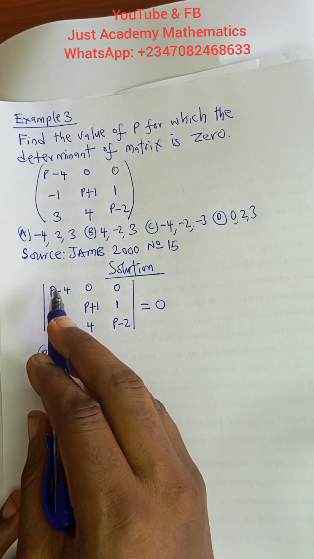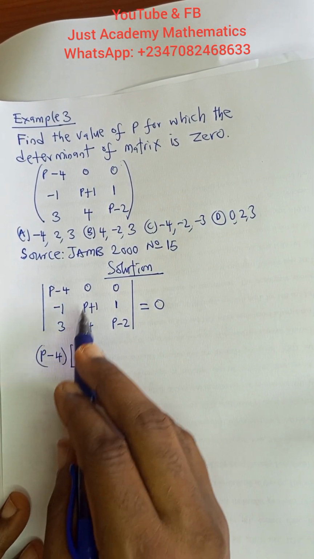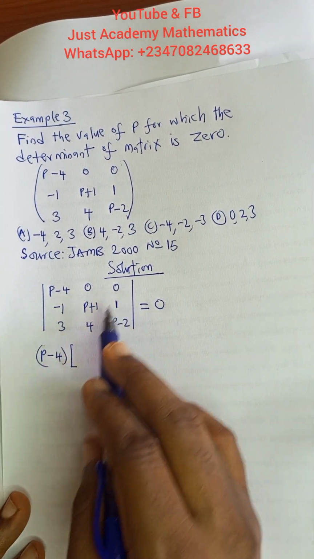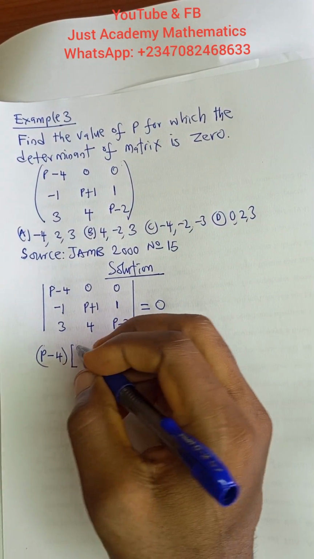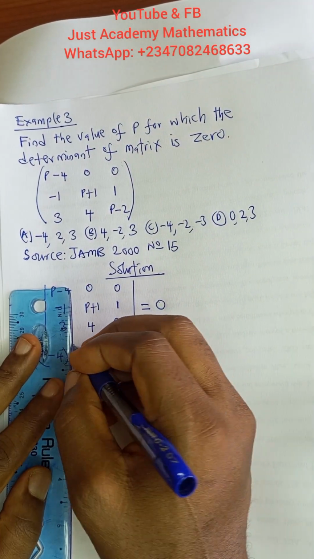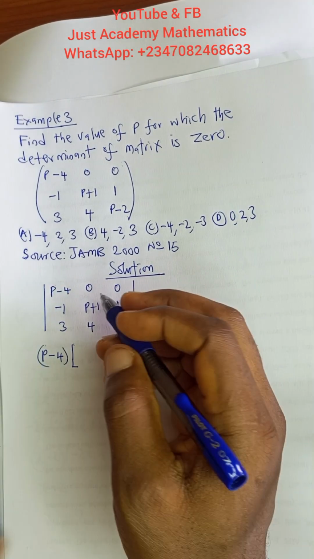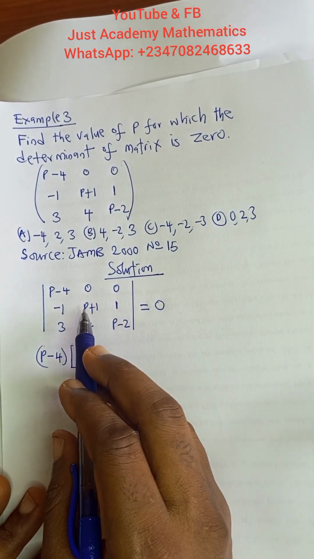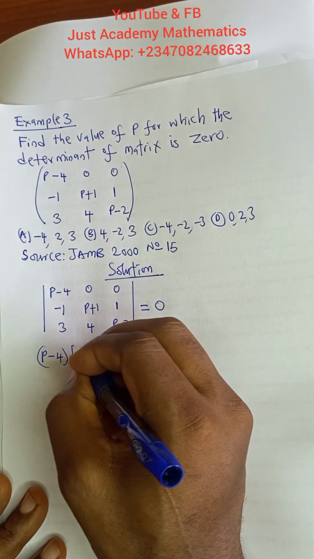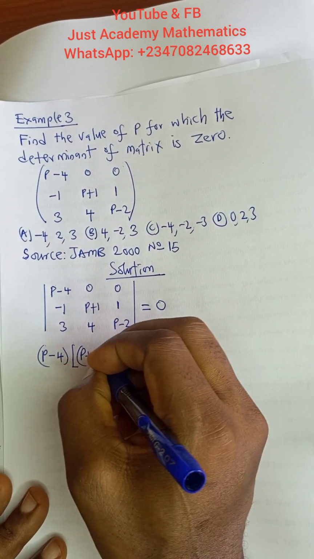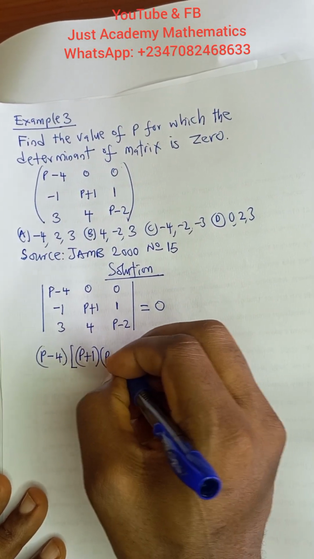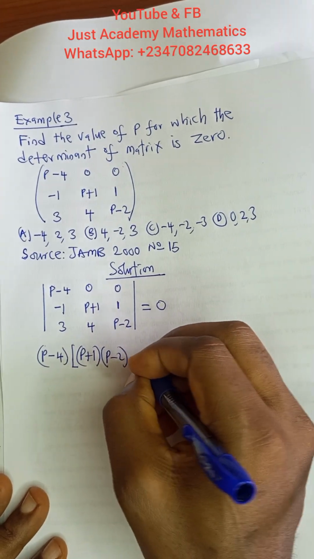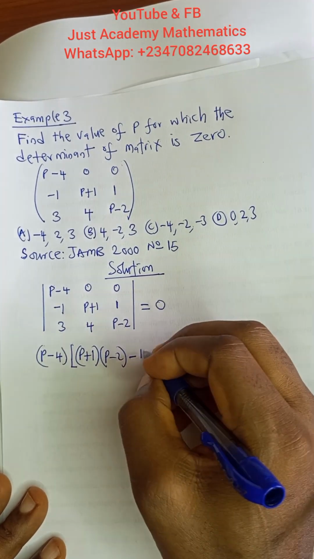Of course, when we pick P, everything under P and beside P is eliminated. So we are left with what? Sorry, this should be the determinant, but we can go straight. We are left with this and this, which is this times this now. P plus 1 times P minus 2 minus 1 times 4.